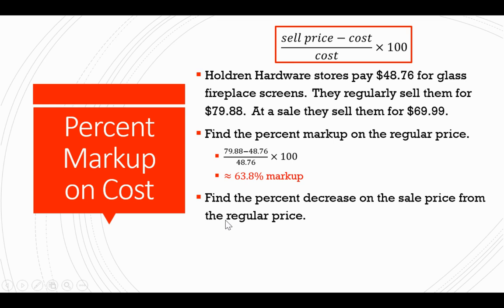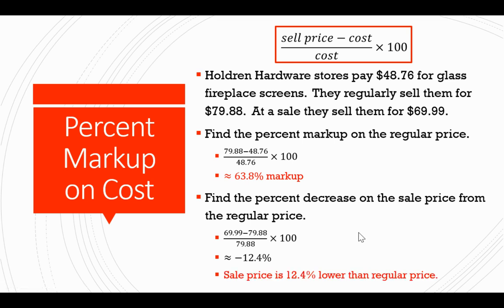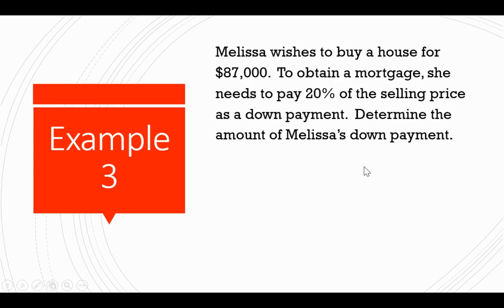Then on a sale price, we do the same, but now we're using 69.99. 69.99 minus 79.99 divided by 88 gives us a markdown of about 12.4%. Okay, so the sale price is 12.4% lower than the regular price. As you're answering your questions, make sure you're looking at what's being asked so you know what to look for.